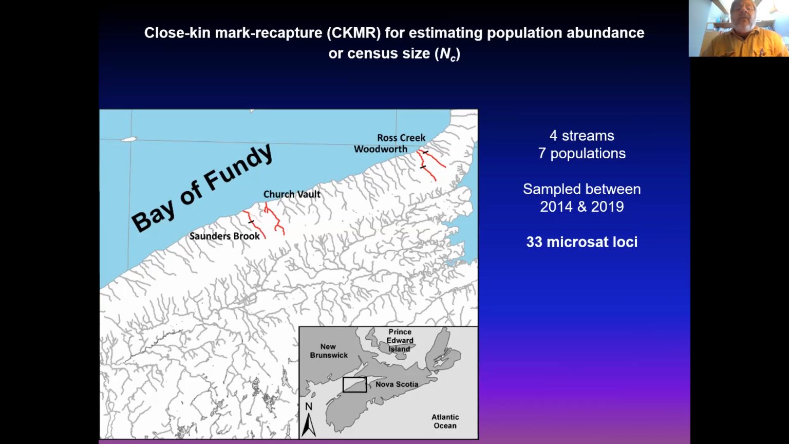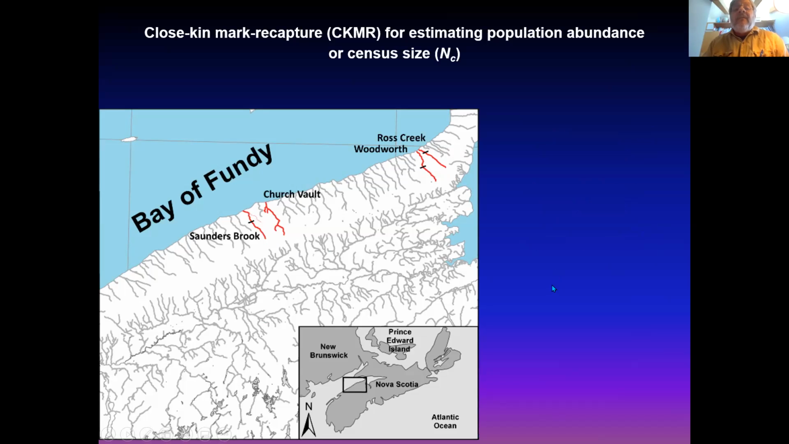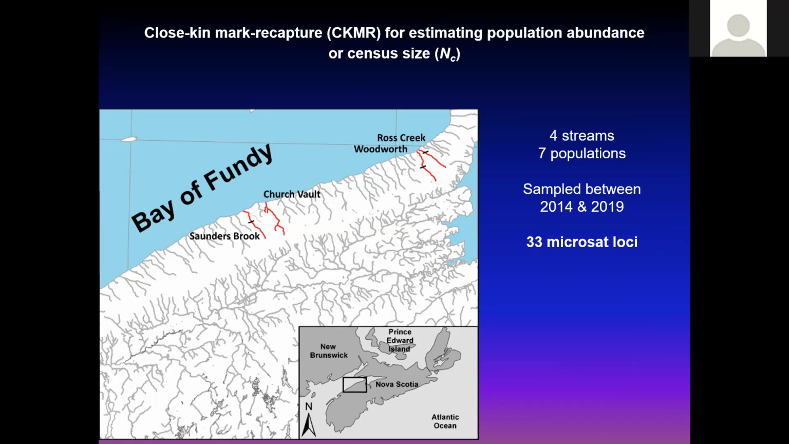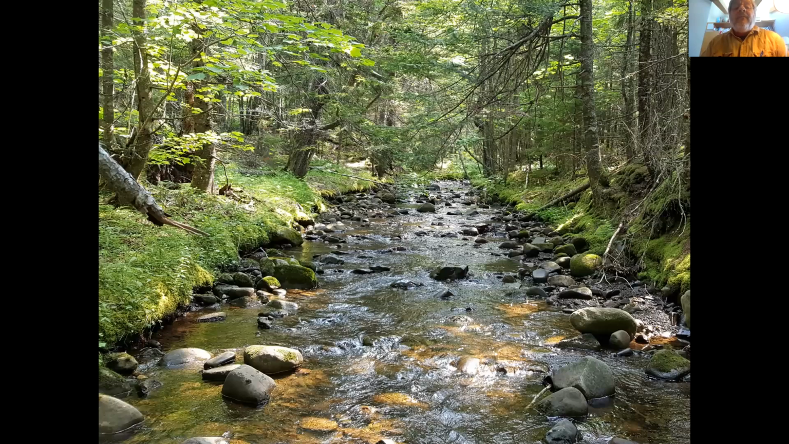So we focused on 4 of those 14 streams, and now we had 7 populations because 3 of these streams have waterfalls. And so we could see that the populations above the waterfall were genetically distinct or distinguishable from the ones below. And so we augmented the number of microsatellite markers to have a better definition, and kept sampling these populations for a number of years. It's another picture of one of the systems, pretty nice.